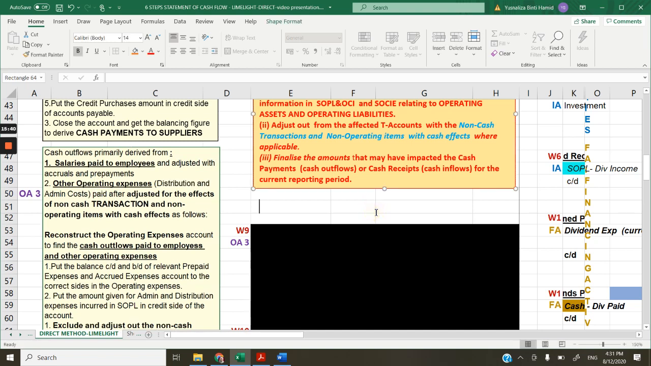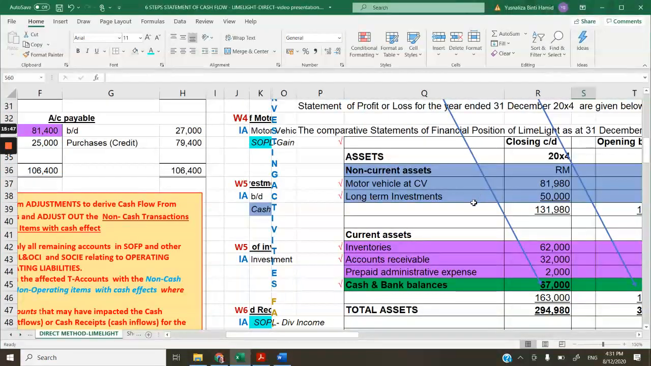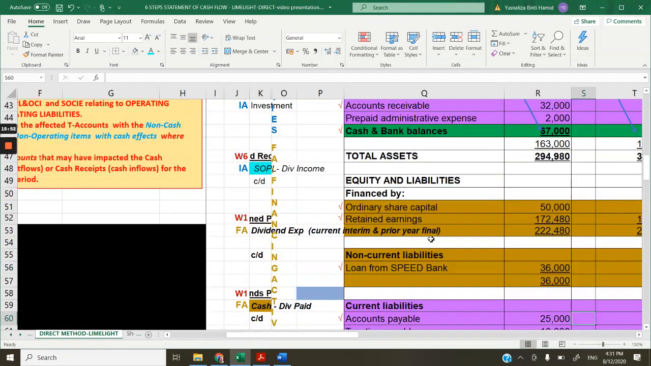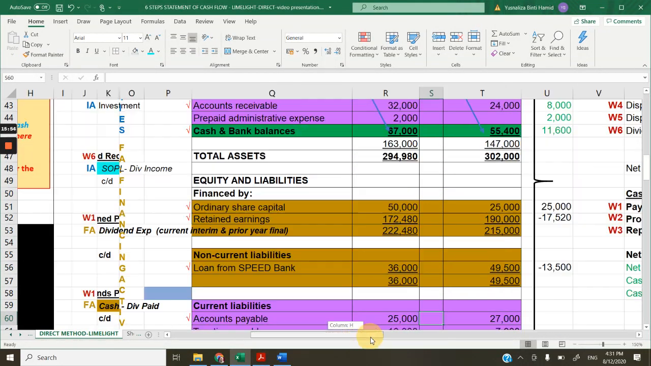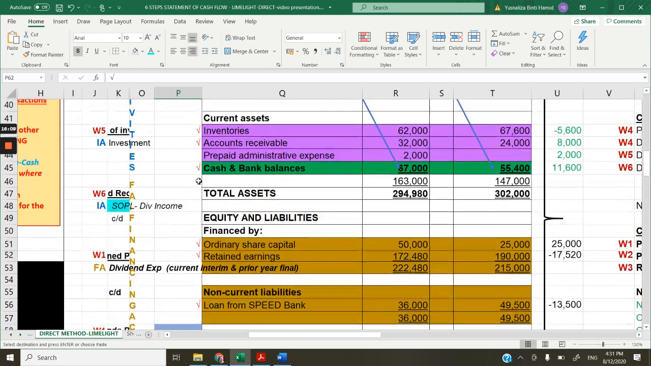So in your case, you can see that in your statement of financial position, if you can go to that statement again, there are no information about accrued salaries, right? No specific information about accrued salaries. If you check your current liability section, you just have information on accrued distribution expenses that I will make use of. I will check and put that in the account that I have reconstructed. I will also take my prepaid admin expense.